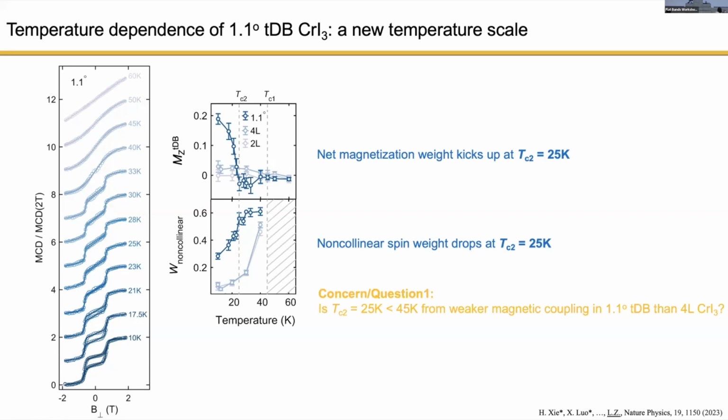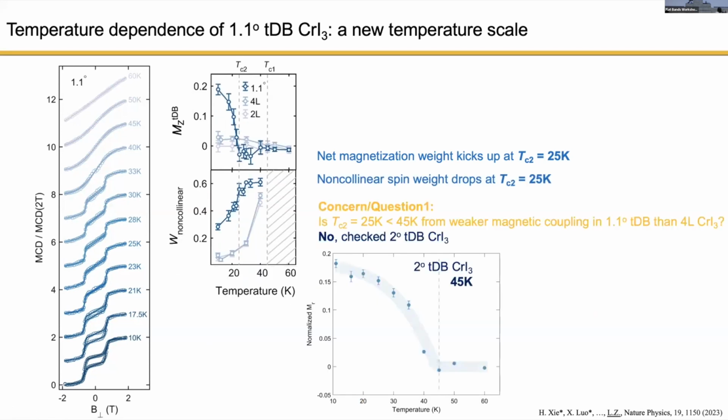So then we want to ask whether the sample fabrication process somehow degraded the sample, making the onset temperature lower than expected. So we check a twisted double bilayer of 2 degrees, which is just slightly bigger than 1 degree. For the 2-degree case, we can clearly see the magnetization onsets at 45 Kelvin, as expected for the natural layered critical temperature. So this tells us that the fabrication process didn't degrade the interaction in the sample. It is an intrinsic property of the 1.1 degree sample that it has the lower temperature.